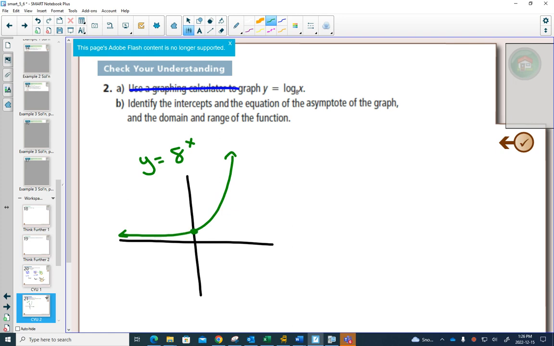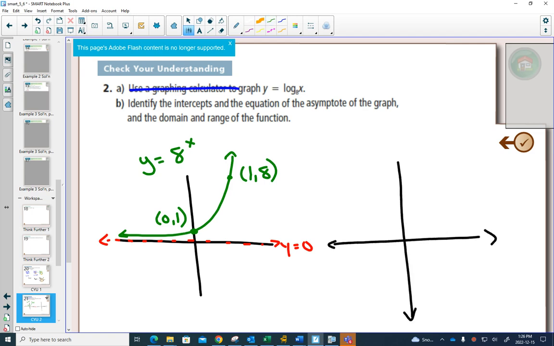remember from graphing exponentials, you always have point (0, 1), and if I plug in 1, you always have (1, the base). Exponential graphs also always have a horizontal asymptote at y equals 0. Then you go to graph y equals log base 8 of x. It is just the inverse of this graph.